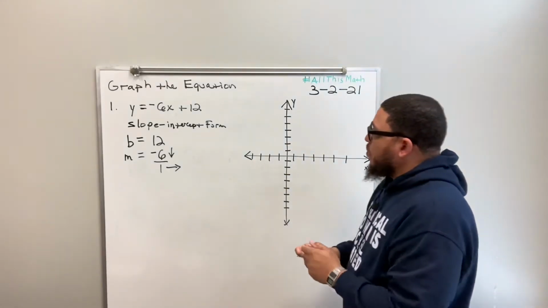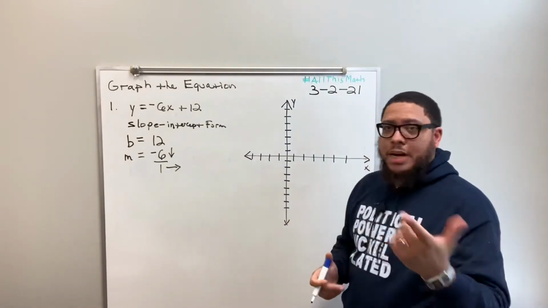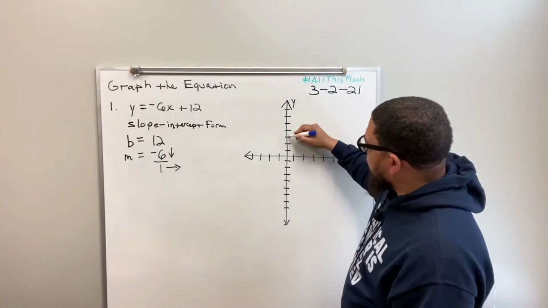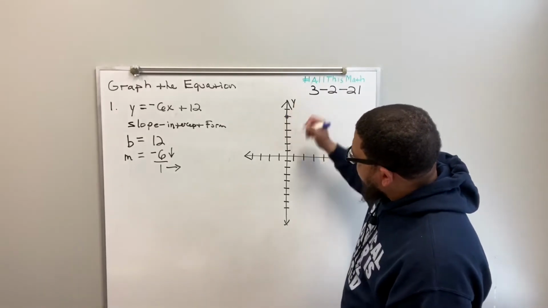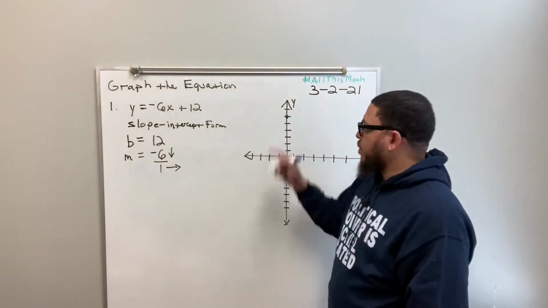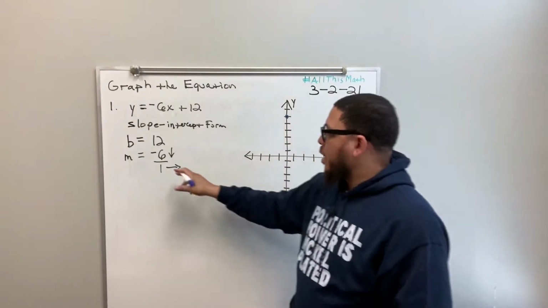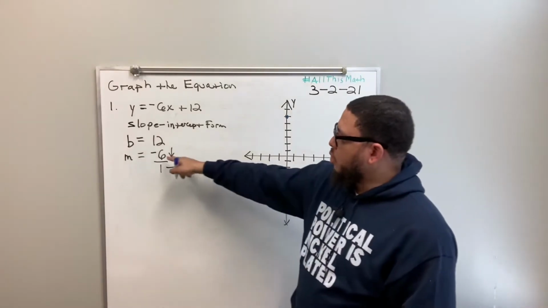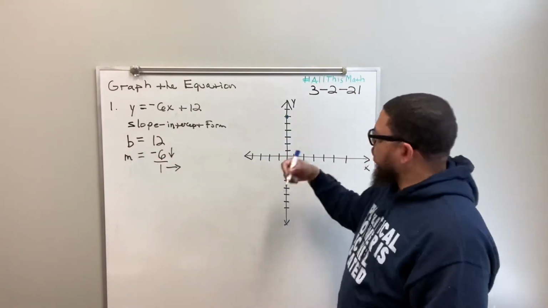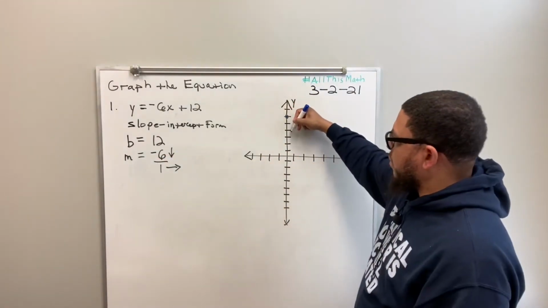All right. So my y-intercept is at 12. And since I'm counting by 2s, I'm going 2, 4, 6, 8, 10, 12. And I draw my point right there. That's my y-intercept. Right. Now, from the y-intercept, I use my slope to get to my next point. So this -6 right here, it tells me I need to move down 6 spaces. Right.